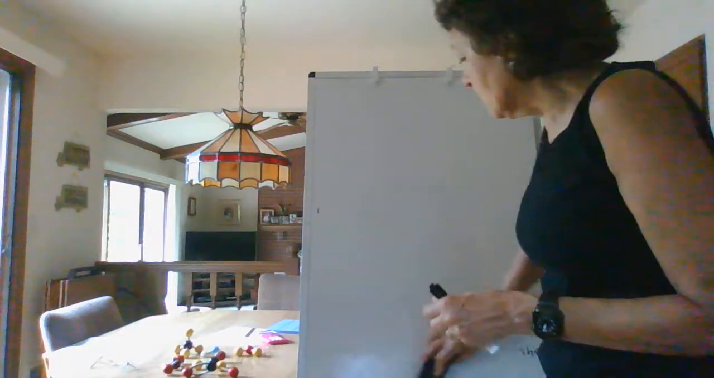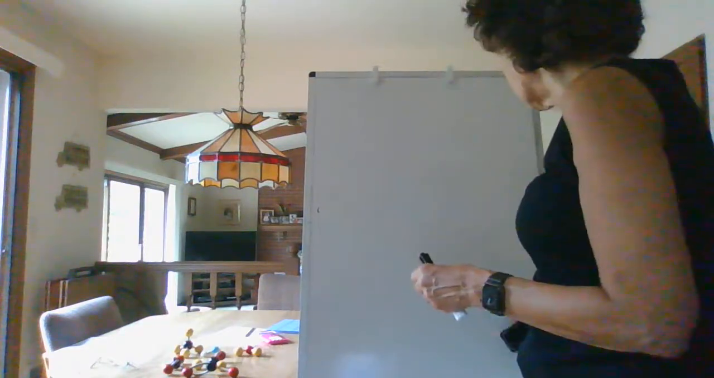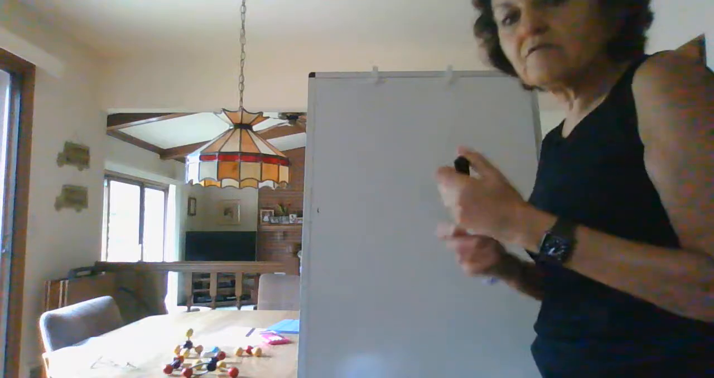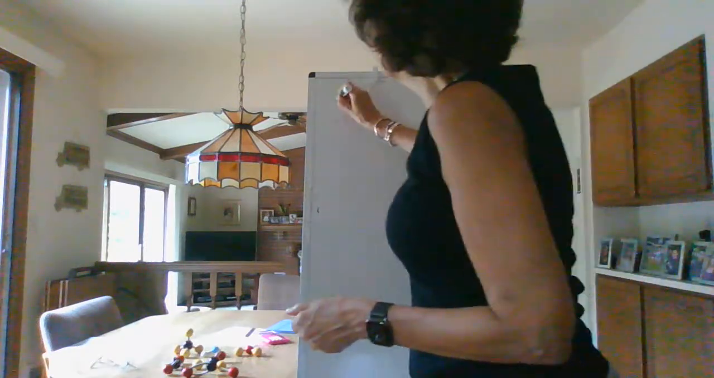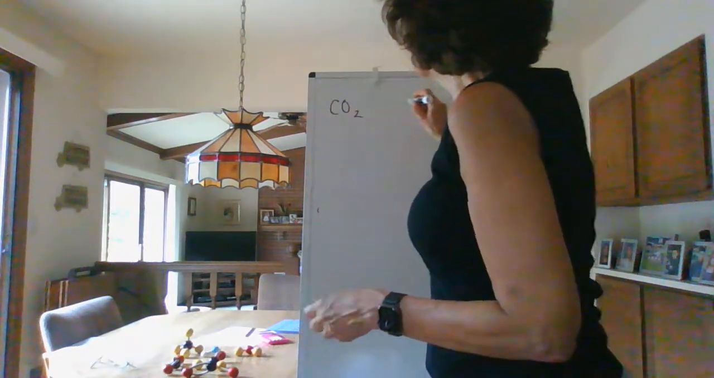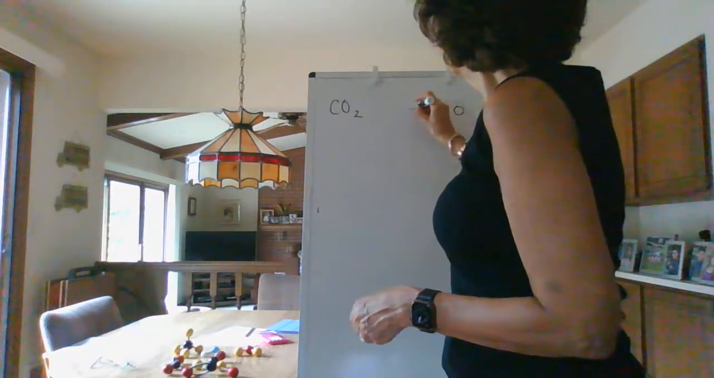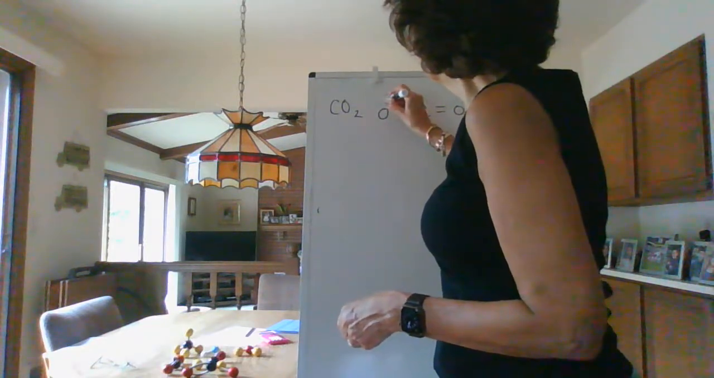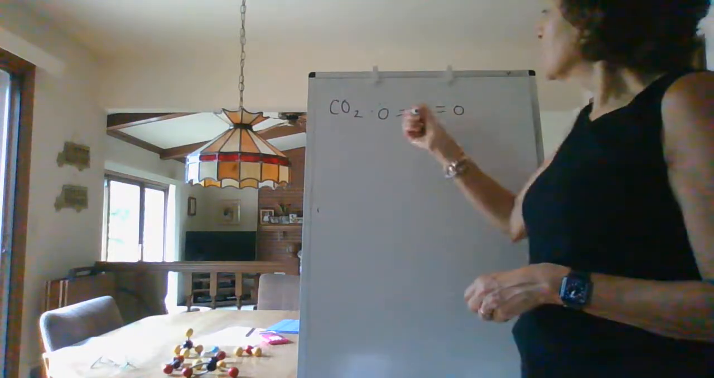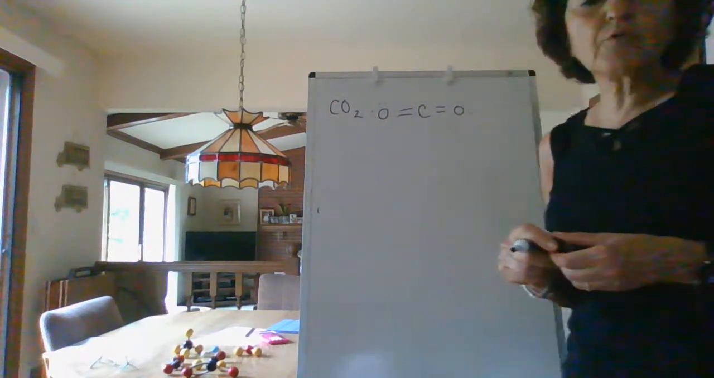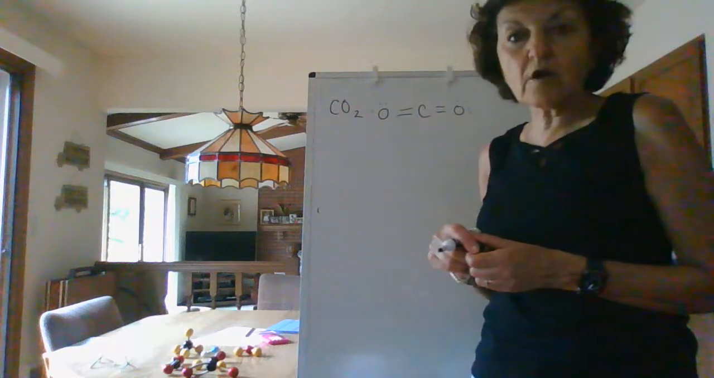So we already did the Lewis structure of carbon dioxide in a previous video. CO2 looks like this. Carbon, double bond, oxygen, lone pair. Okay, so this is the proper Lewis structure of carbon dioxide.